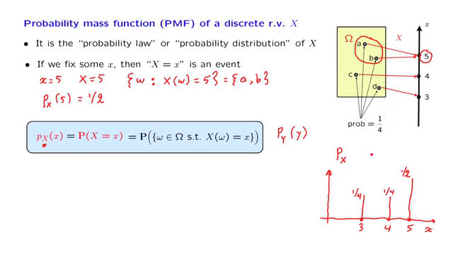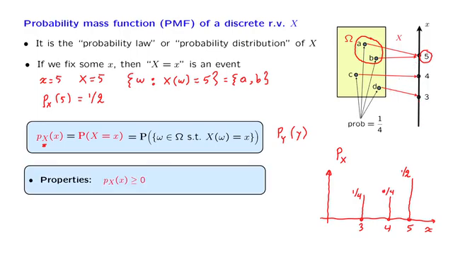So the probability mass function is a function of an argument little x, and for any little x, it specifies the probability that our random variable takes on this particular value. A few more things to notice. The probability mass function is always non-negative, since we're talking about probabilities, and probabilities are always non-negative.